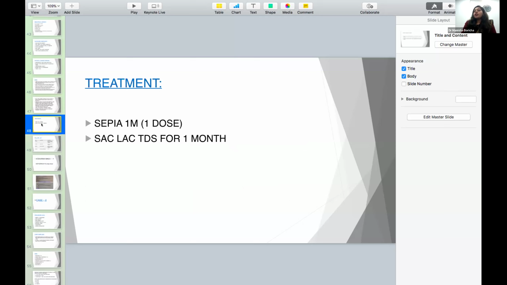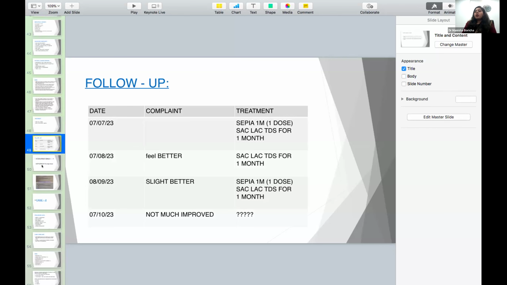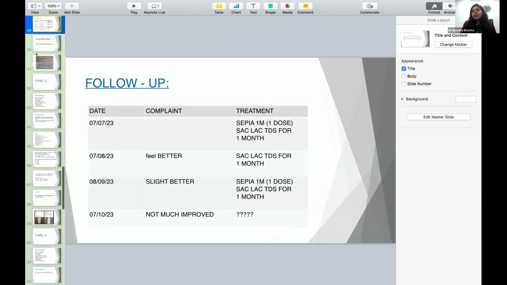Next. The treatment: on the basis of totality and the repertorial totality, I prescribed Sepia 1M single dose with Sac lac TDS for 1 month. Next. The follow-up chart is here. On the 7th July, Sepia 1M single dose. On the 7th August, she feels better, so I continue with Sac lac for the 1 month.